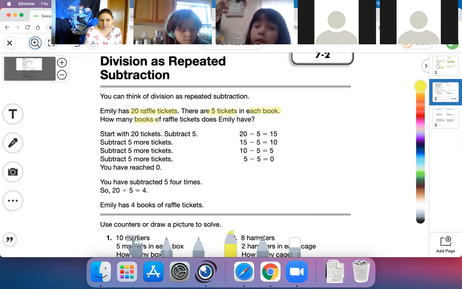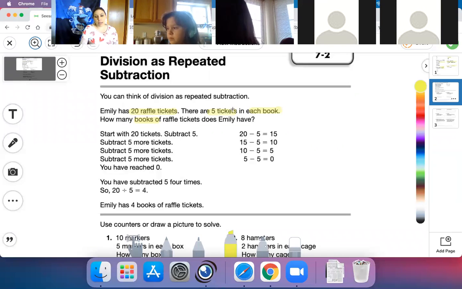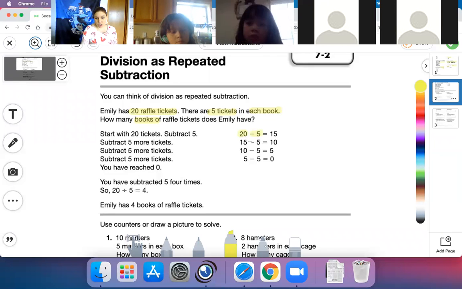Sometimes when you buy raffle tickets, you get a book of them that has a bunch of tickets in it, right? Well, there are 5 tickets in each of these little booklets. So what Emily does is she starts with 20, the amount she has total. And then she takes away 5 until she gets to 0, until she runs out. So kind of like we did yesterday. Yesterday we started with 20 cookies and I put 1 in each group until we ran out, right? They're doing the same thing here, except subtracting.